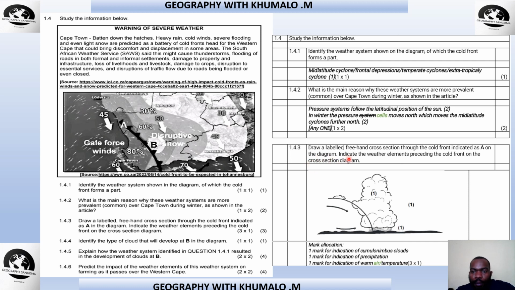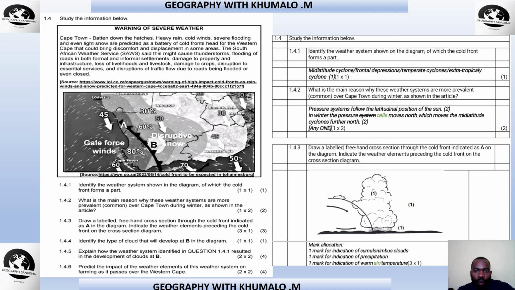It says, draw a labeled free hand cross section through the cold front indicated as A on the diagram. Indicate the weather elements preceding the front on the cross section diagram. Now, here's the diagram that you're supposed to draw. You got 1 mark for the clouds, 1 mark for the precipitation. For drawing the tall cumulonimbus clouds, it was 1 mark. Rainfall is for precipitation, 1 mark, and then indication of warm air is 1 mark. So that's how you got the 3 marks.